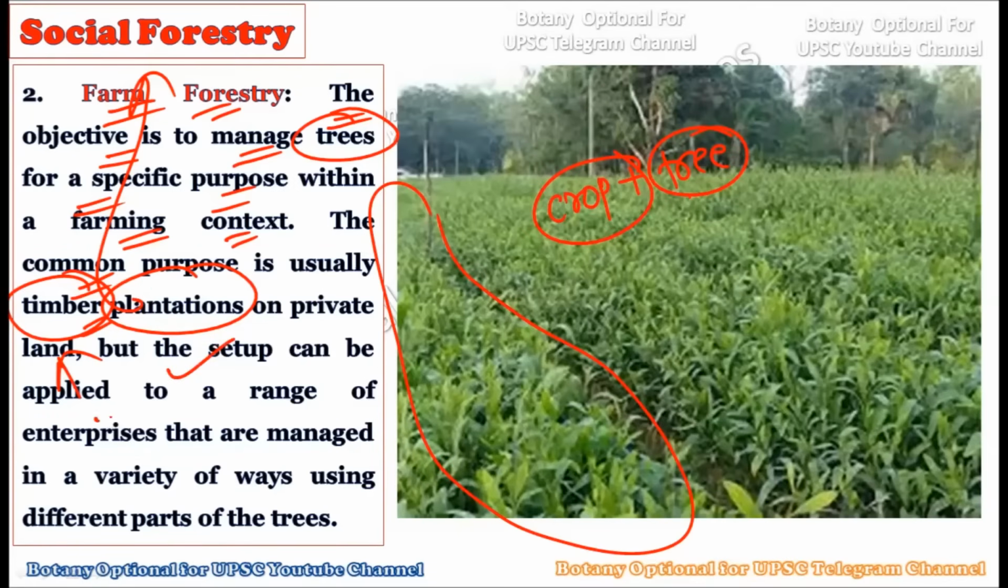But the setup can be applied to a range of enterprises that can be managed in a variety of ways using different parts of the trees. Different parts of the trees will produce different kinds of economic products, and according to that, different prices can be managed. So one tree can give you different types of economic products. But if you are doing it for one purpose, that is, planting timber on private land for timber purposes only, then this type of forestry is considered farm forestry. So this is the second type of forestry.